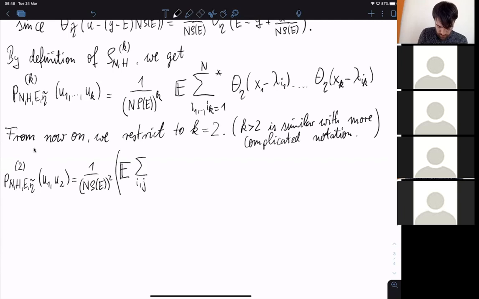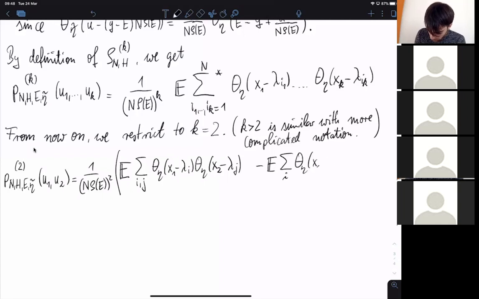Then I have both indices now without constraints, theta eta of x1 minus lambda I times theta eta of x2 minus lambda j. Now recall that x1 and x2 are a function of u1 and u2. And then I have the expectation of the term where I is equal to j, theta eta of x1 minus lambda I times theta eta of x2 minus lambda I.